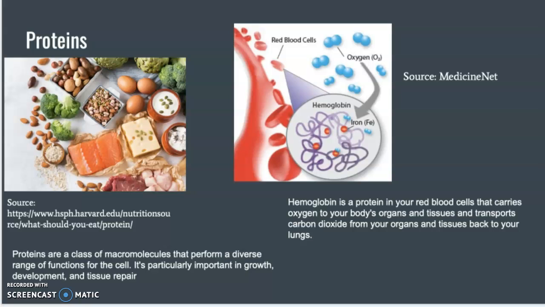An example of a protein is hemoglobin. Hemoglobin is a protein in your red blood cells that carries oxygen to your body's organs and tissues, and it also transports carbon dioxide from your organs and tissues back to your lungs. So they're very important and we need them to survive.